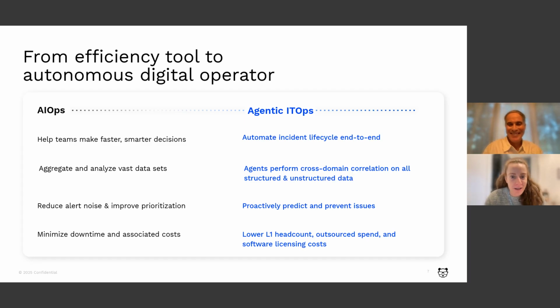I've been chatting a lot. I'm curious what you see as the biggest opportunity for agentic IT operations, especially compared to where organizations are right now.